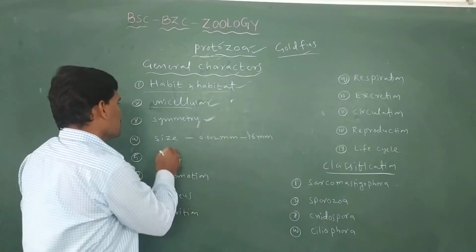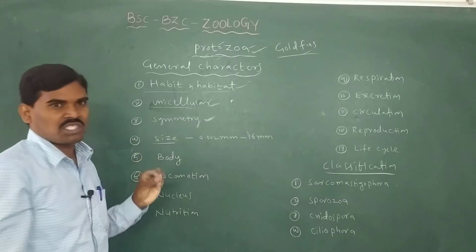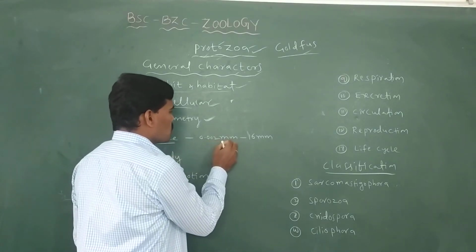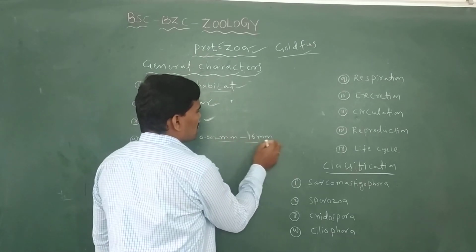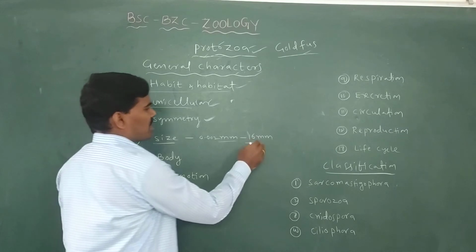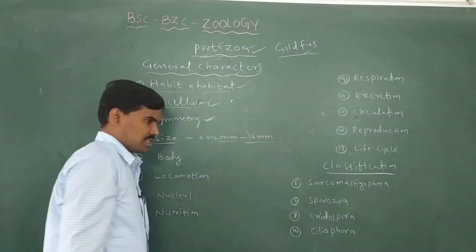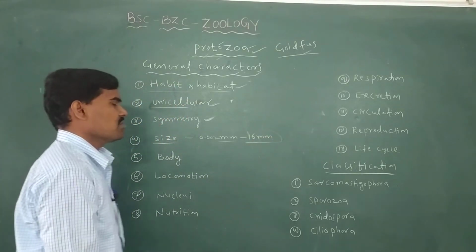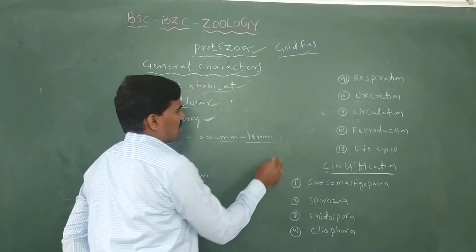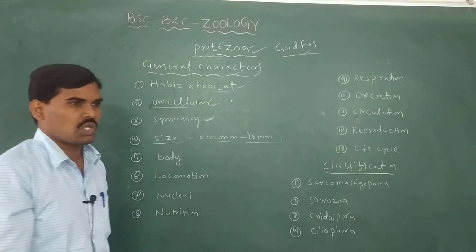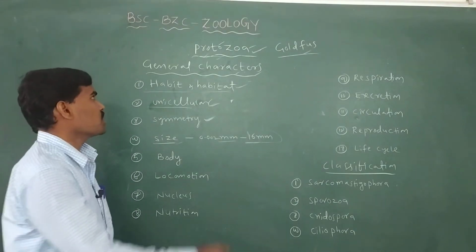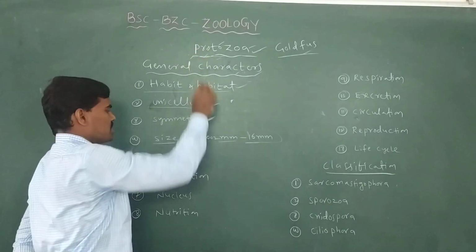Let us see the next point, size. The sizes range from small to big: 0.002 millimeters to 16 millimeters, the nummulite animals having 16 millimeters length, in the Protozoan phylum.